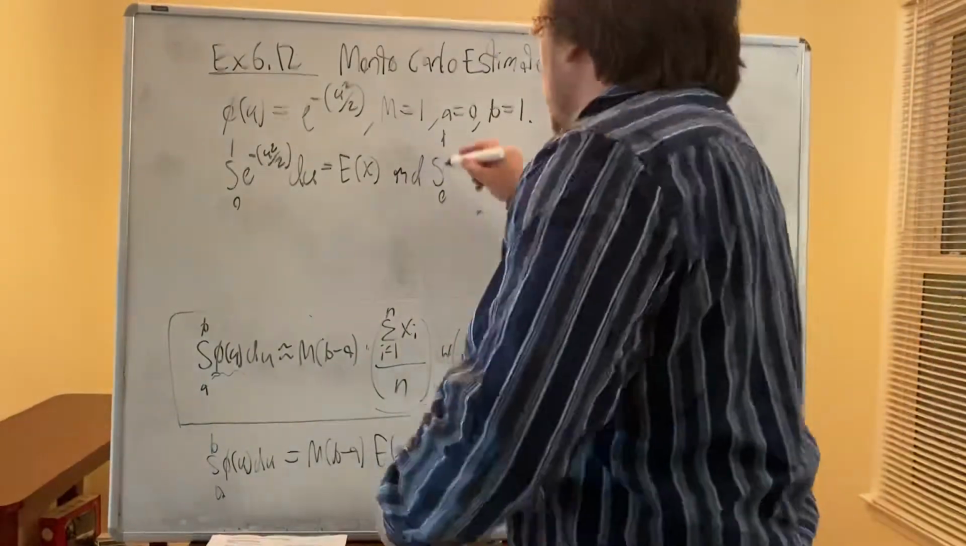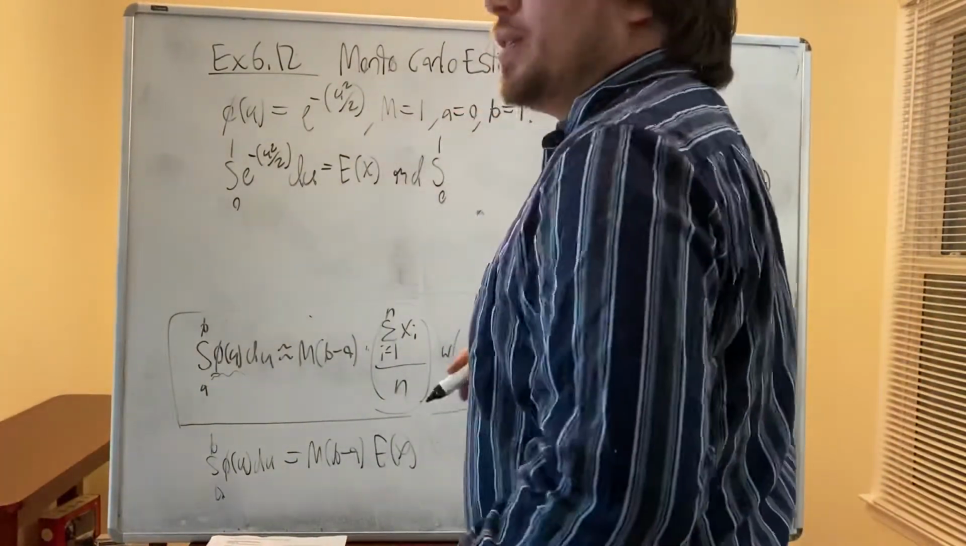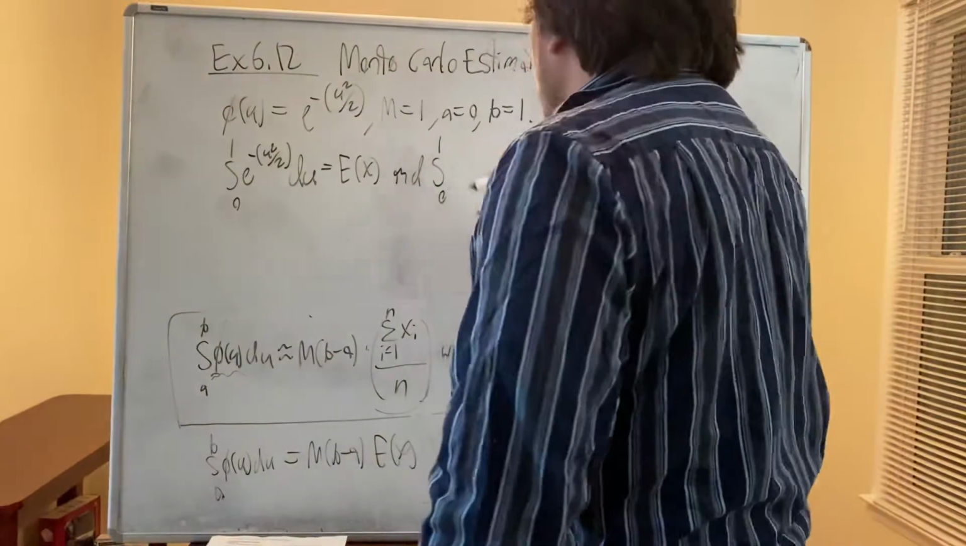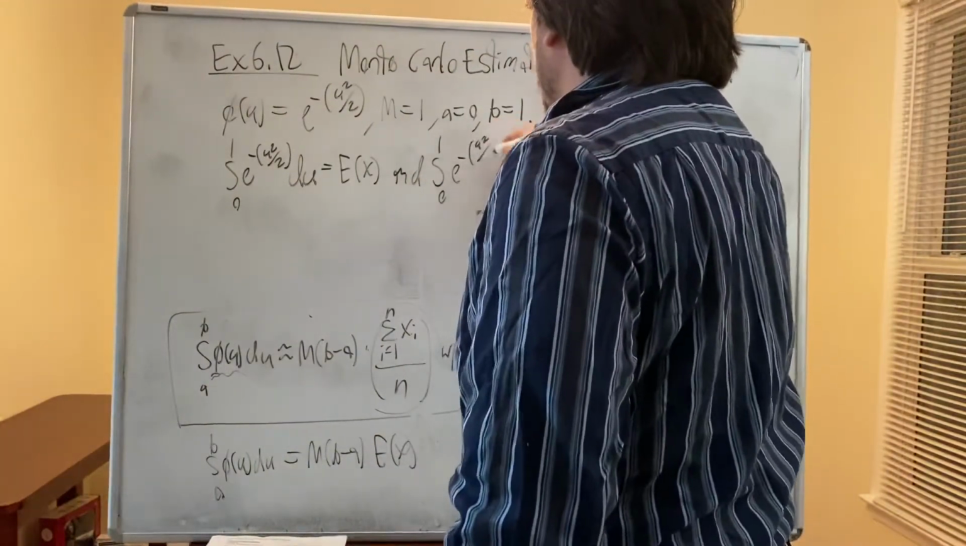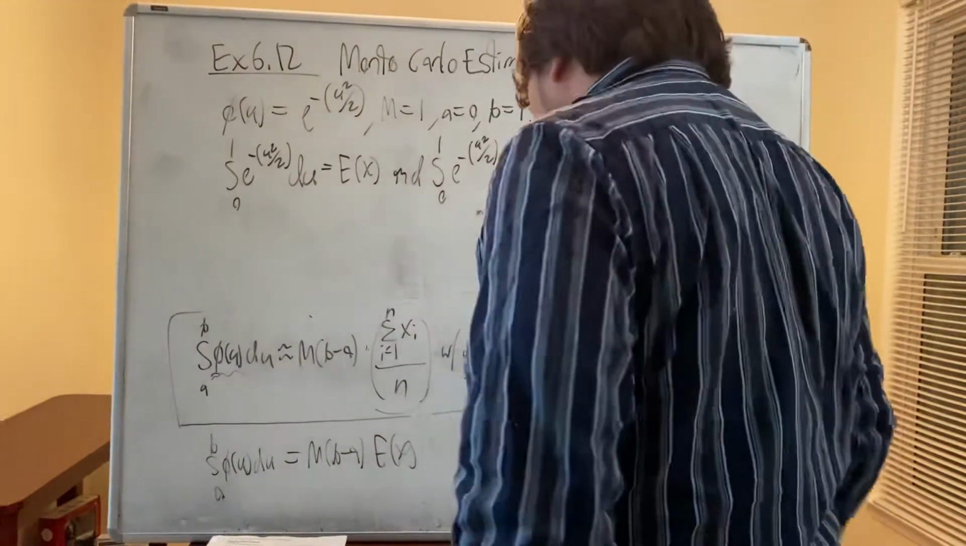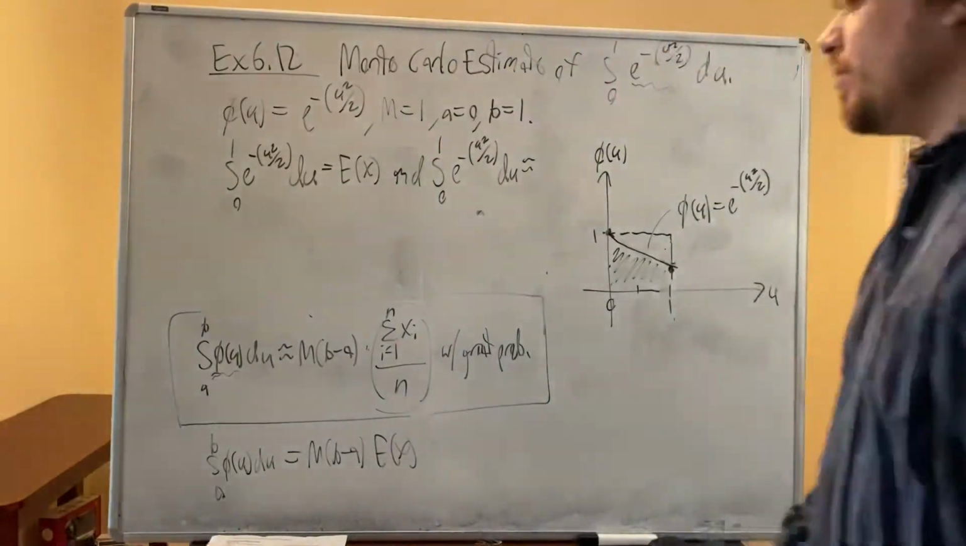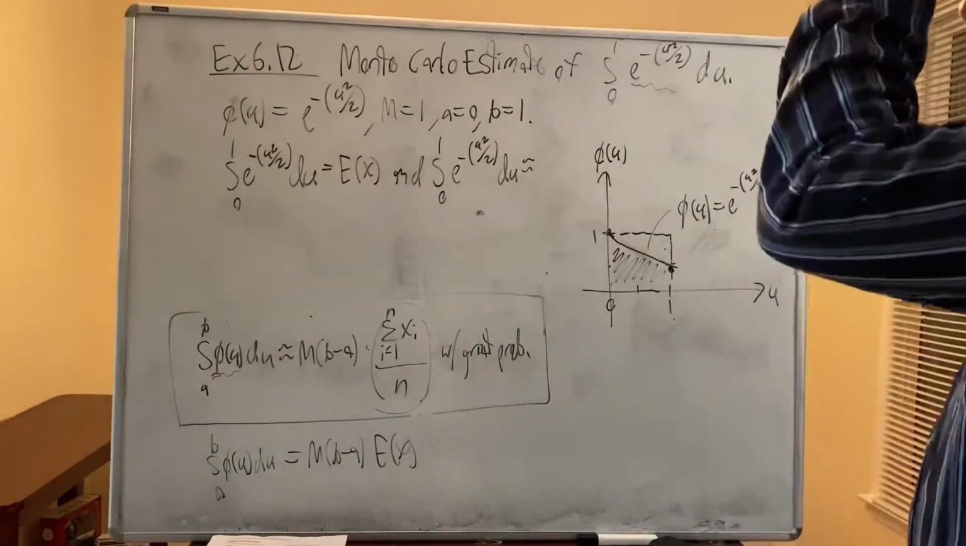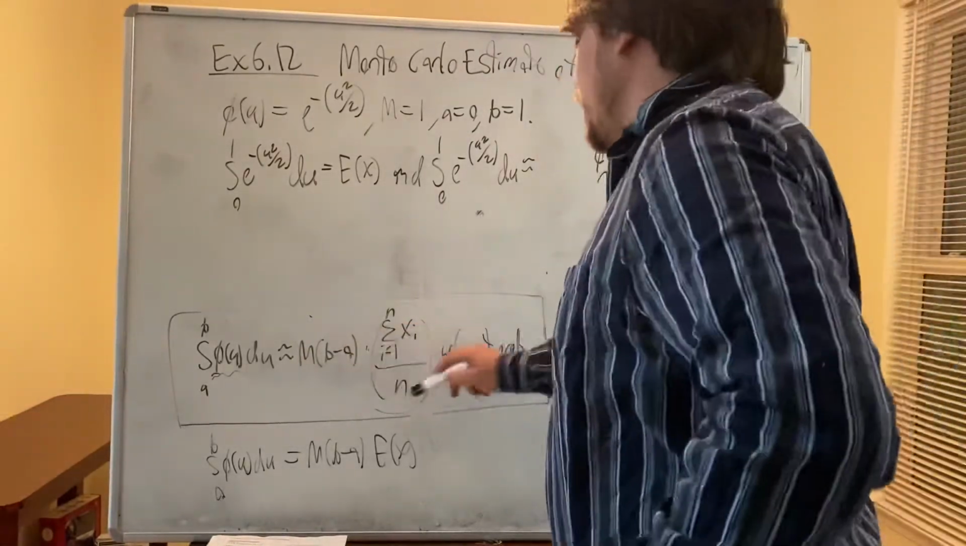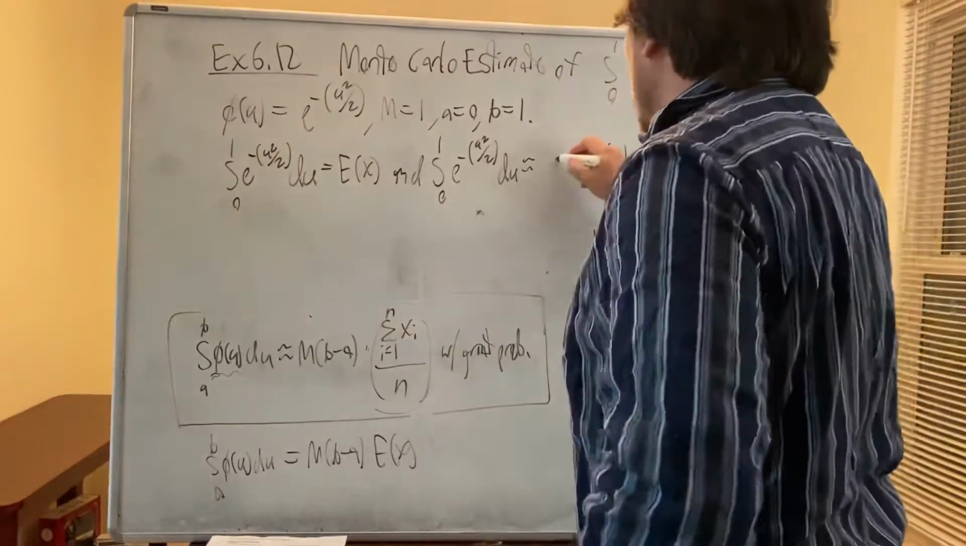And then the definite integral from 0 to 1 of e to the negative u squared over 2 du, that's approximately, this is 1, and so that is approximately that sum.